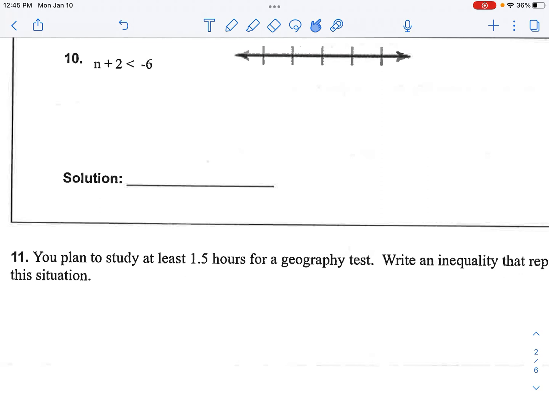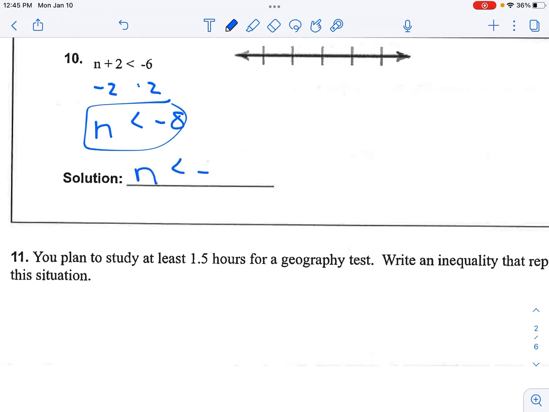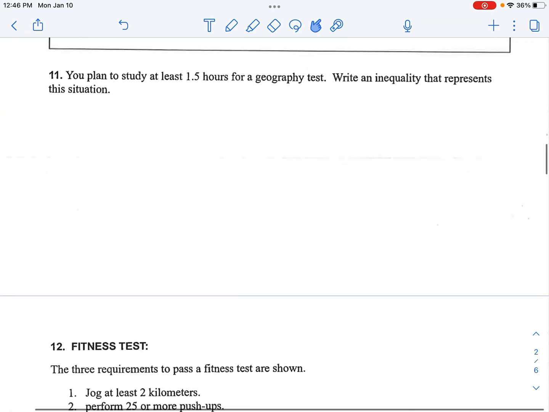Number 10, n plus 2 is less than negative 6. So I'm going to subtract 2 from the left and subtract 2 from the right. N is less than negative 8. Solution, n is less than negative 8. So I need a label. So I'm going to put a negative 8. I'm going to put negative 6 and negative 10. That's going to be an open circle at negative 8, pointing to the left. Remember, you can always pause this, back it up, move it forward, slow it down if I'm going too fast.